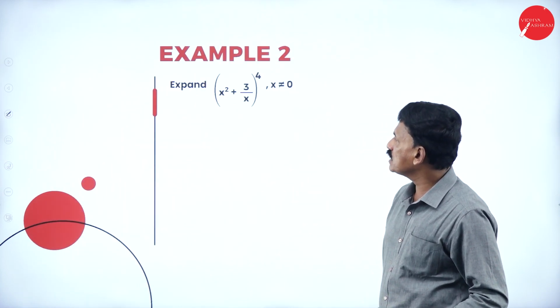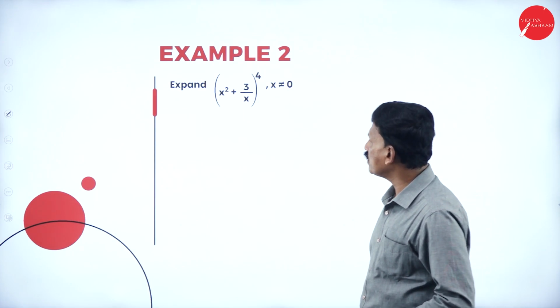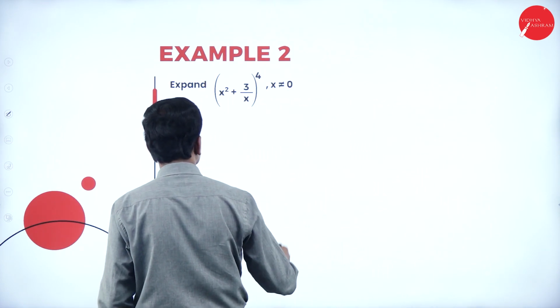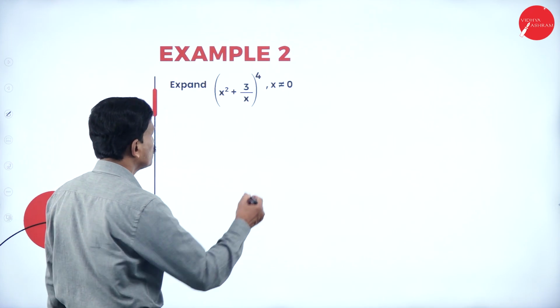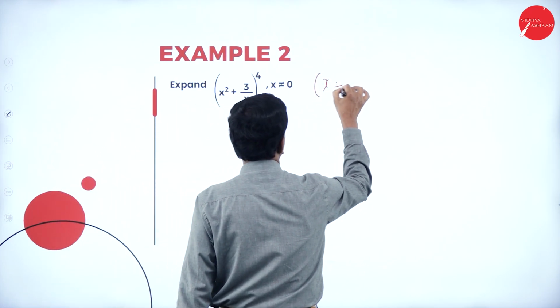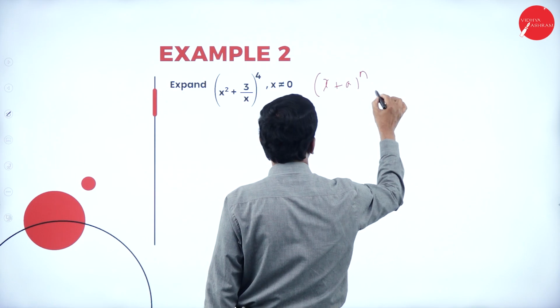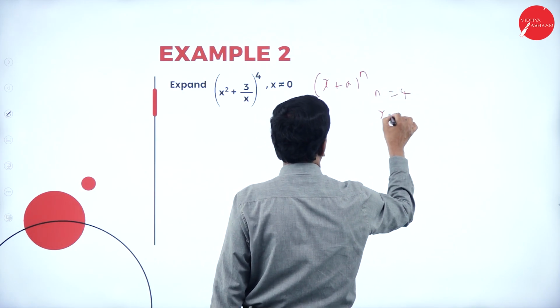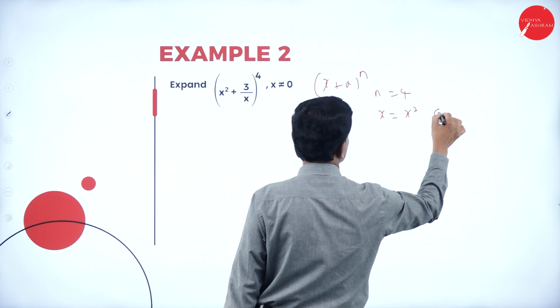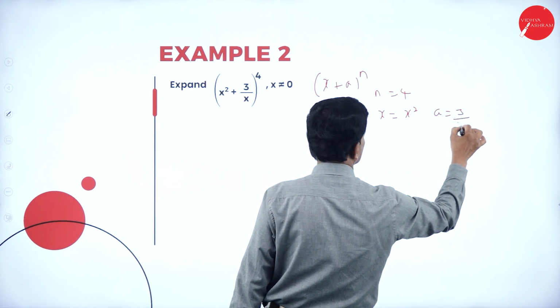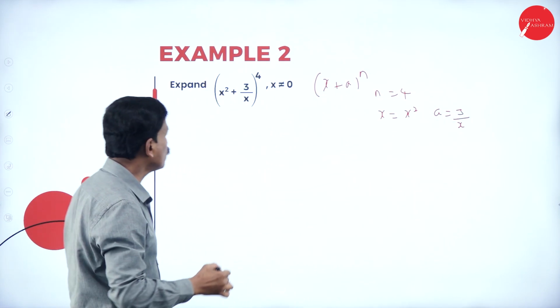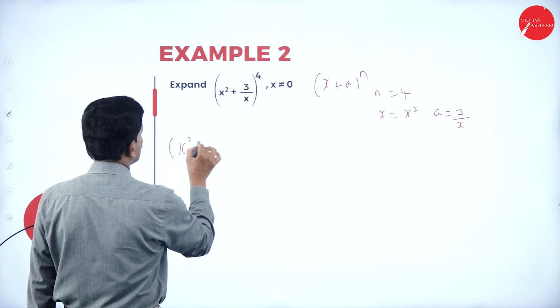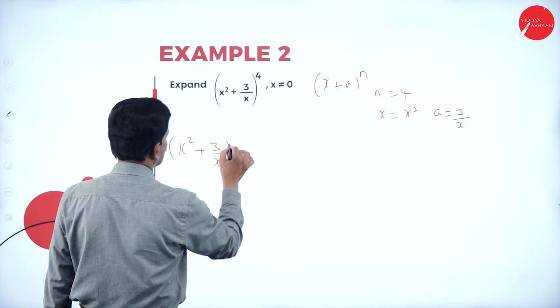Expand (x square plus 3 by x) whole to the power of 4 using binomial theorem, where x is not equal to 0. So, this is also the same as the previous problem. Comparing with (x plus a) to the power of n, n is equal to 4, and here x is equal to x square and a is equal to 3 divided by x.